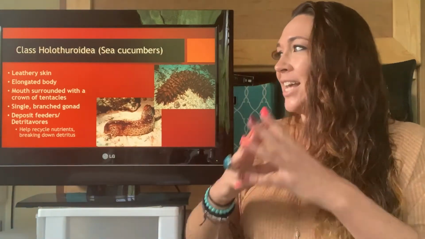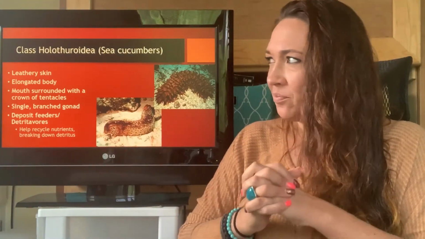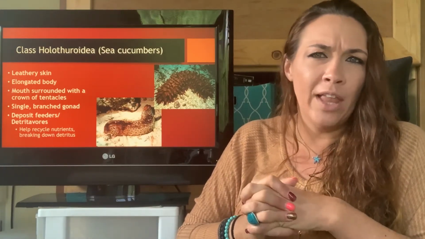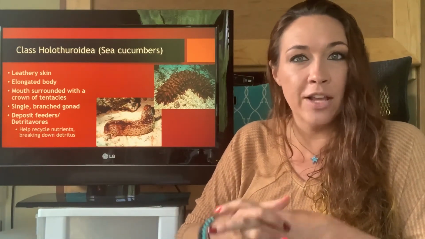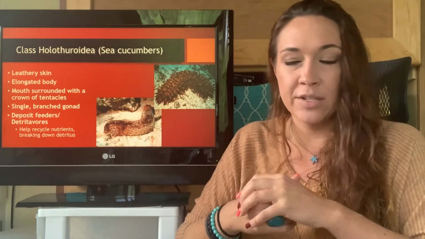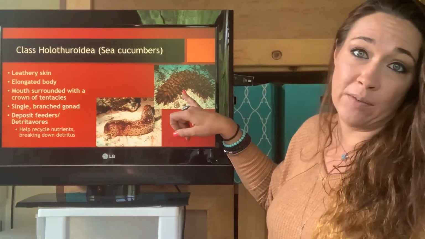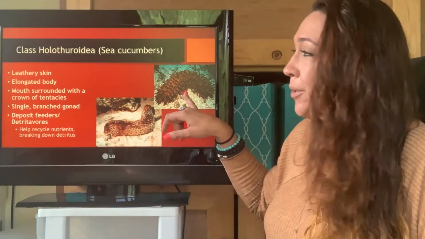Finally, the last class, the class Holothuroidea. These guys are the sea cucumbers. These guys do have a leathery type of skin, not as hard as, say, the urchins or the sea stars that we've been talking about so far. Still covered in the bumps, is very clearly represented right here by this little sea cucumber.